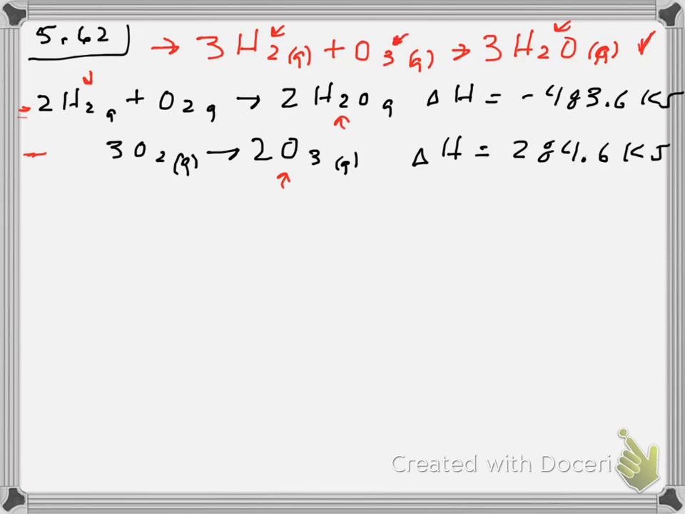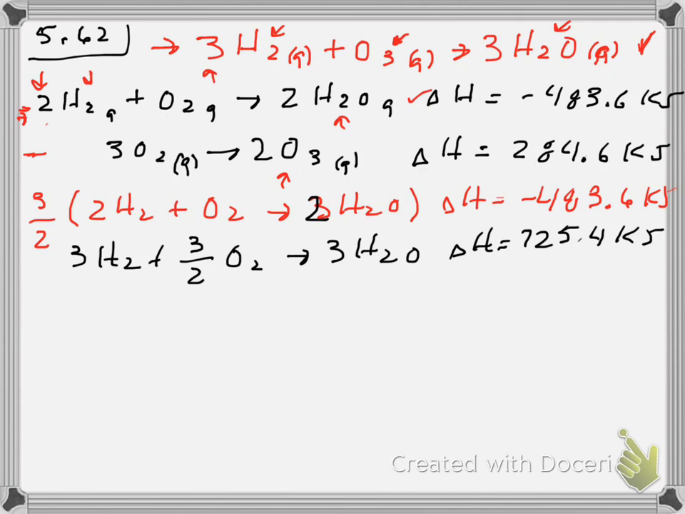reactants. All right, so first, since this is a 2 and this is a 3, I've got to multiply this first equation by something to get a 3. Well, 2 multiplied by 3 over 2 would give me a 3. 2 times 3 over 2 gives 3, and 3 over 2 times 2 also gives 3. So I need to multiply this whole thing, including the delta H value, by 3 over 2.